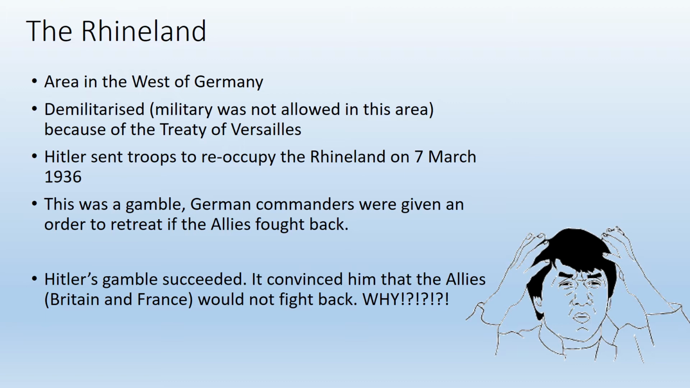Now, when Hitler gambled, it actually succeeded, but this taught him a very dangerous lesson. It showed him that the Allies would not fight back. This is going to be a very dangerous lesson for Hitler to learn, because he's now finding out in 1936 that if I really want something, all I have to do is take it, because everyone in Europe is afraid I'm going to start a war, and if they tell me no, they think that I will then cause a conflict. So as long as I just take what I want, the Allies probably will not try and stop me.